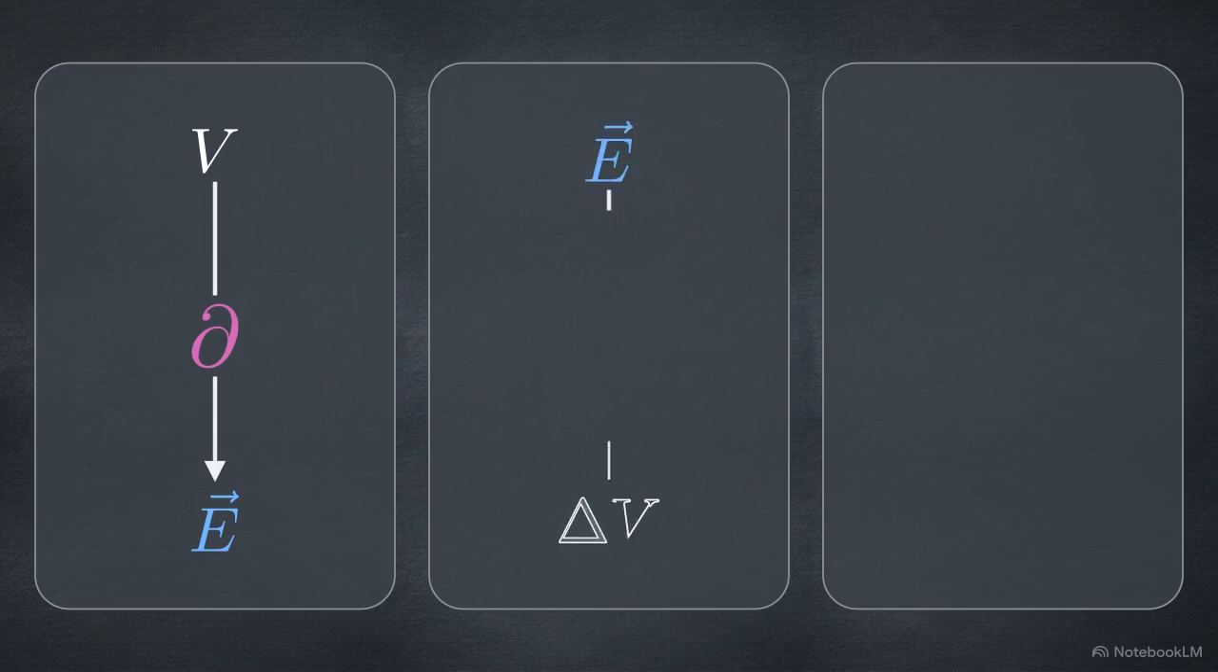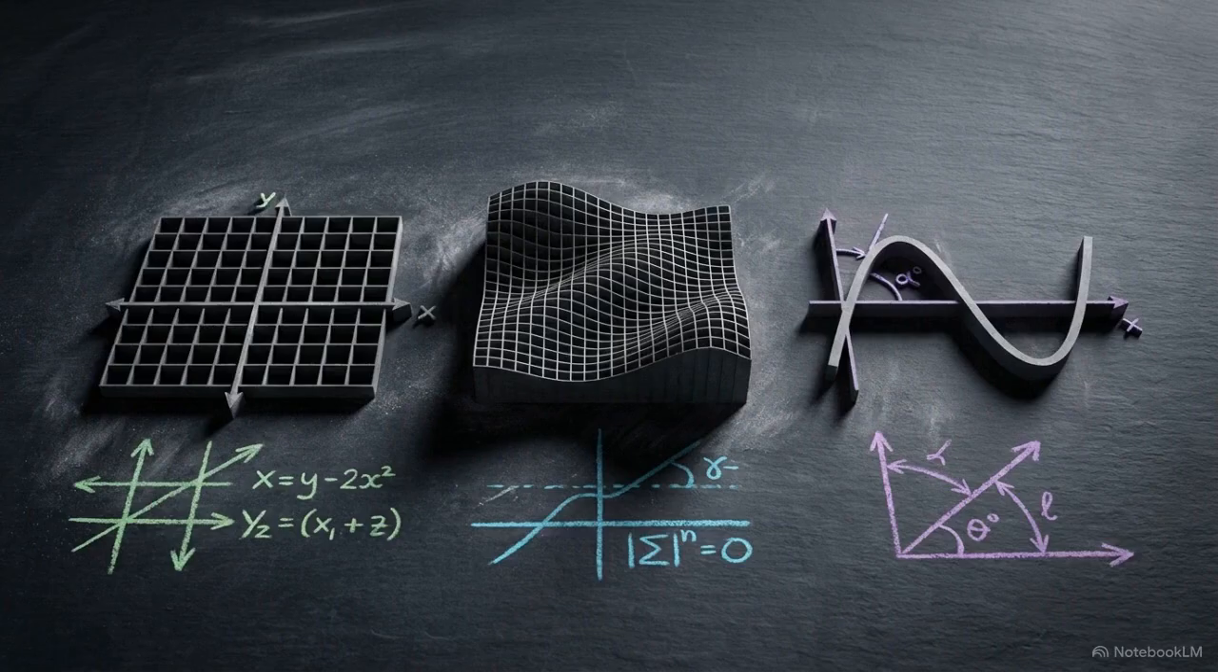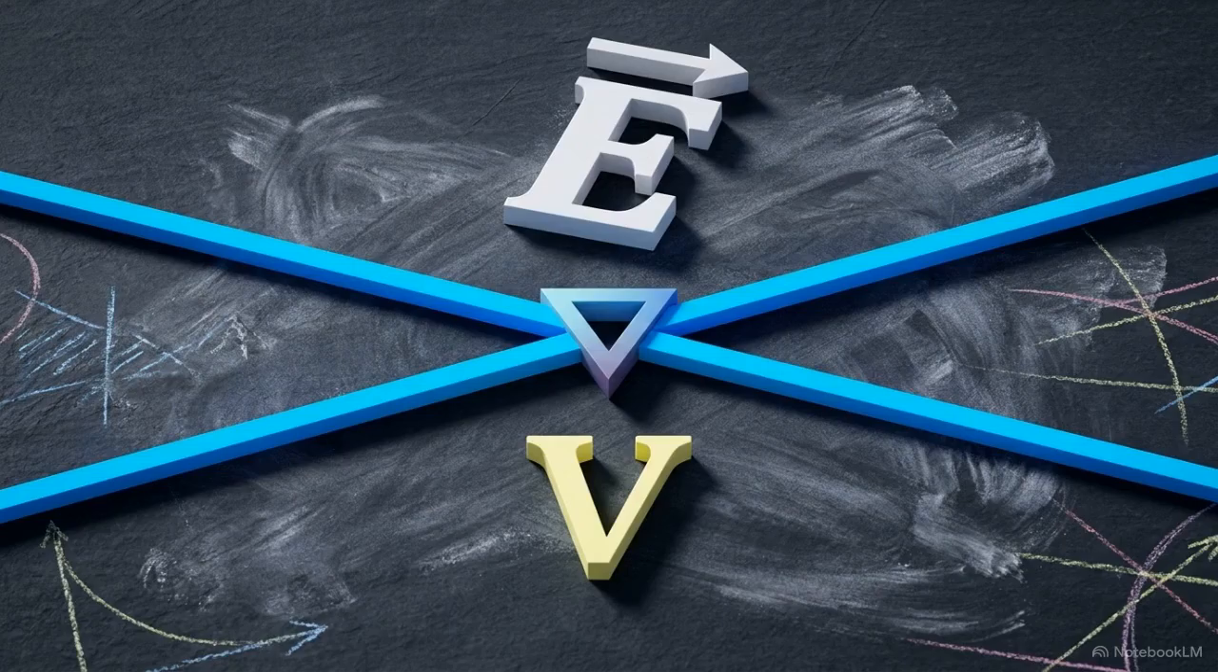Every method we've covered maps back to the same relationship. To go from potential to field, use partial derivatives. To go from field to potential, use integrals. And on a graph, just look for the steepest perpendicular drop. Whether you are manipulating pure algebra, crunching 3D calculus, or mapping out graphical geometry, the electric field is consistently the spatial rate of change of the electric potential.